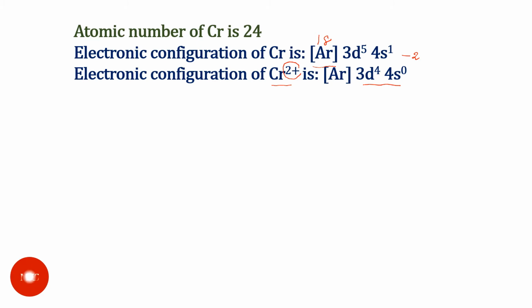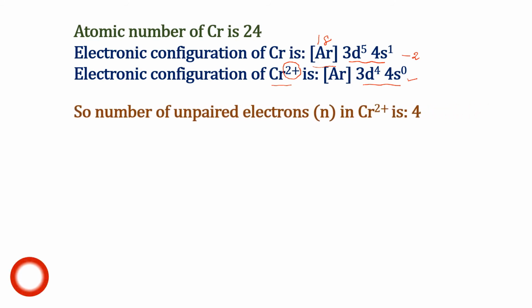So 2 electrons are removed from the outer orbitals, that is the 3d and 4s orbitals. So the electronic configuration of chromium 2+ is 3d4 4s0. So you should know this, right? Now the number of unpaired electrons present in chromium 2+ is 4, because the 4 unpaired electrons are present in the d orbital. So the number of unpaired electrons is 4.